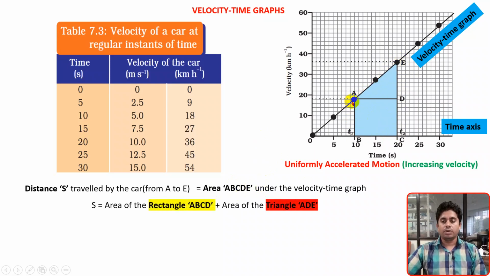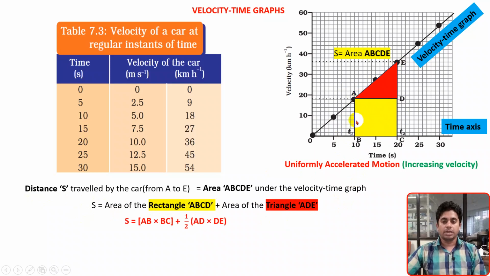So what is that area? We know it is a trapezoidal shape, and that trapezoidal shape we have divided into one triangular area and one rectangular area. So the magnitude of displacement will be the area of the rectangle ABCD and the area of the triangle AED. So we have to measure the area of the rectangle ABCD, and then the area of the triangle AED, right?